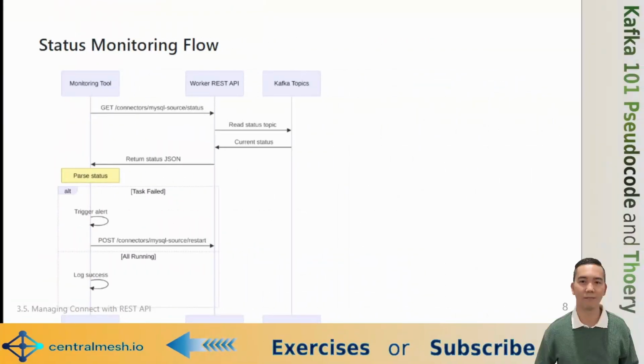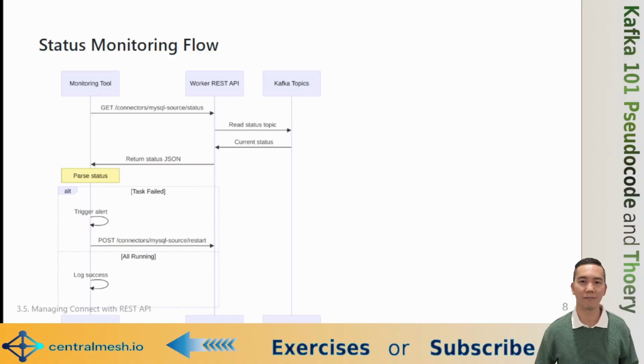This diagram shows how monitoring typically works in a production environment. On the left, we have a monitoring system. Rather than talking directly to Kafka, it sends a GET request to one of the Kafka Connect workers. The worker then reads the latest connector status from the internal Kafka status topic. After retrieving the information, it returns a JSON response to the monitoring system. The monitoring application then analyzes that response.